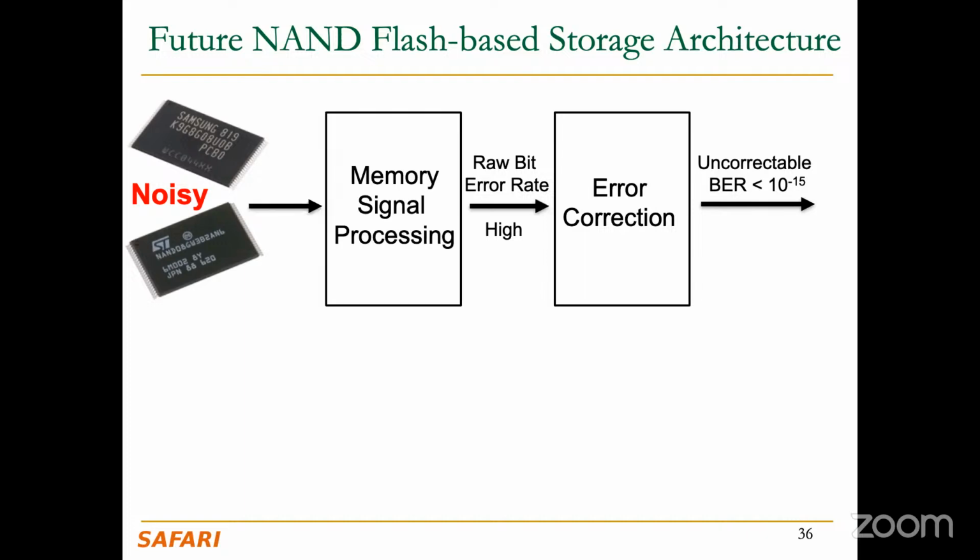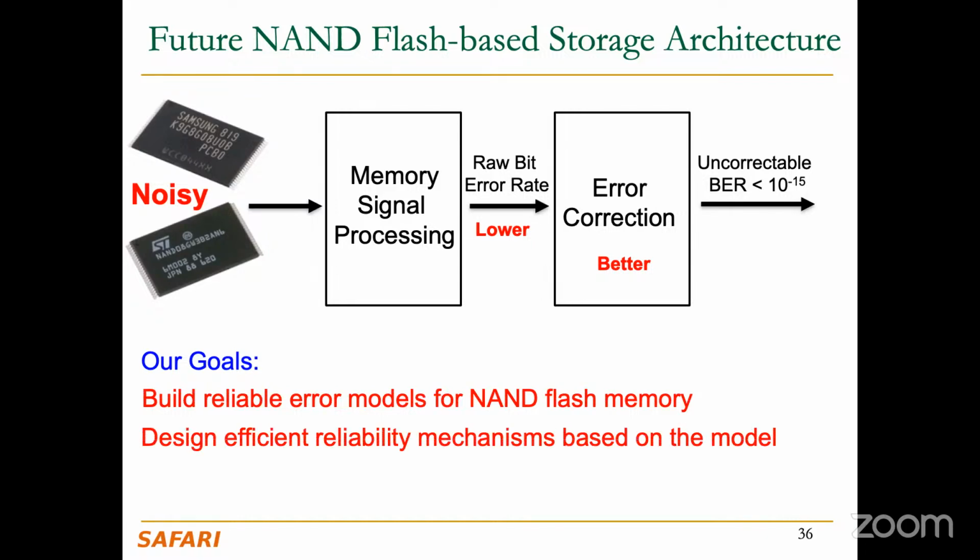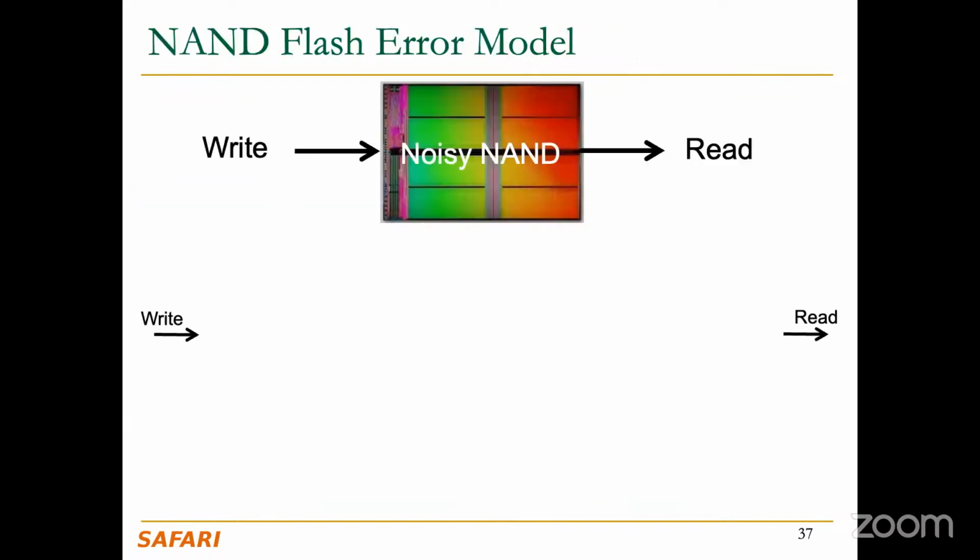But we think that with some memory signal processing techniques, we can have a lower bit error rate. And then essentially you can have more efficient error correction code and also less costly ECC. So basically our goal is to build reliable error models for NAND flash memory and design efficient reliability mechanisms based on the model.